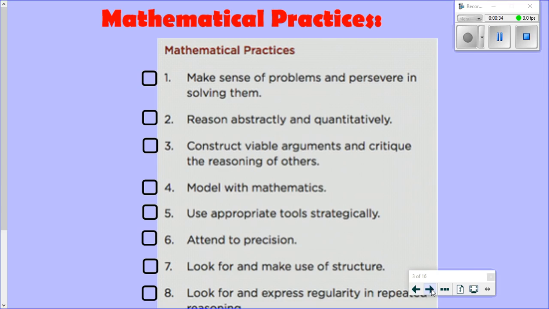Our mathematical practices we will be focusing on is modeling with mathematics on and off the coordinate grid. We will be looking for and making use of structure with figures, as well as looking for and expressing regularity and repeated reasoning with patterns within these figures.